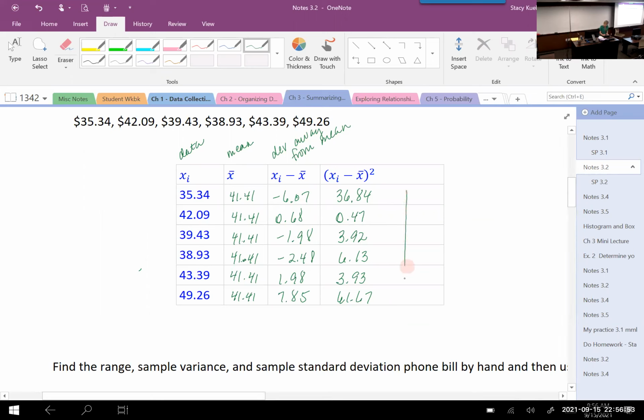So all these values here, straight down, I'm going to add them together. Okay? All right. What do we get when we add that straight down?